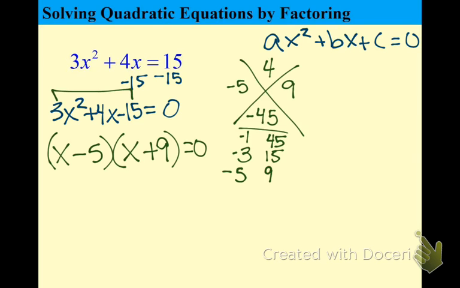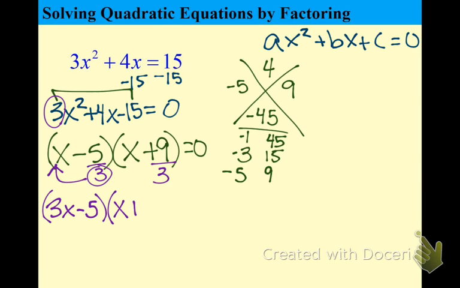So pause. If you left it like this, it's not factored completely. If you were to try to check it and FOIL it, you would get x times x, which is not 3x squared. So we have to divide, and it's bottoms up. What number do we need to divide by? 3. Can 5 over 3 be reduced? No. So bottoms up: 3x minus 5. Can 9 over 3 reduce? Yes.